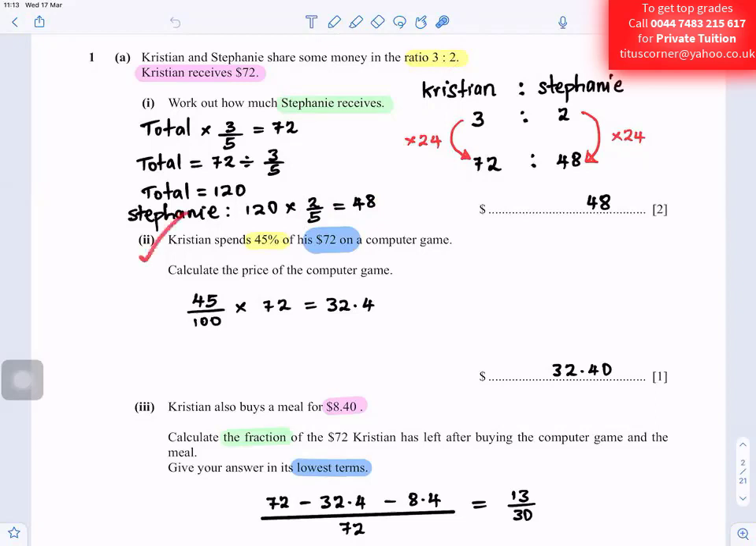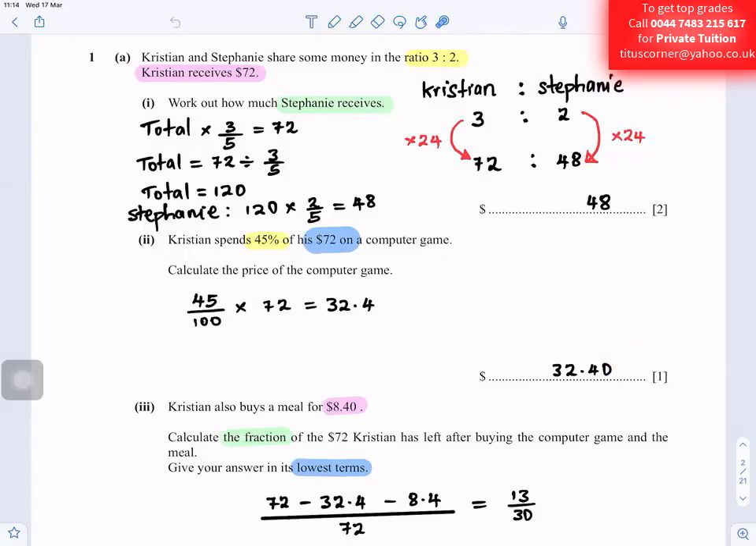1A part 2. Christian spends 45% of his $72 on a computer game. Calculate the price of the computer game. So you do 45% over 100 times $72. It gives you $32.40.